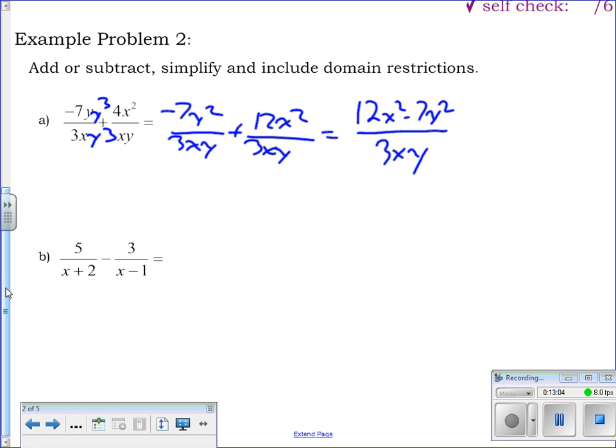What can't our denominator be? What are our restrictions? X and y cannot be 0.